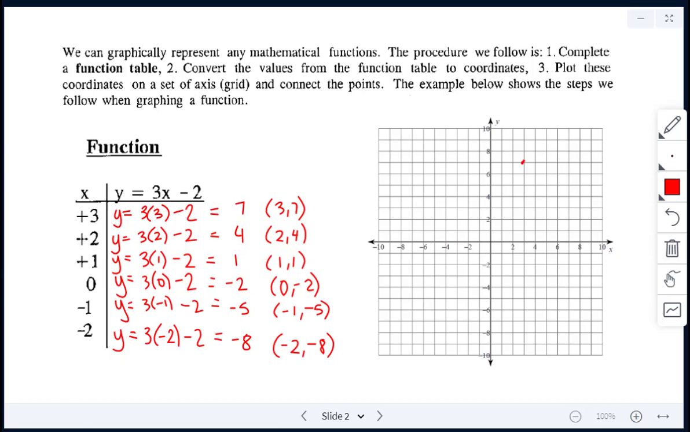All right, so next we just have to plot our points. Our first point was positive 3, positive 7 right there. Next it is positive 2, positive 4, so right here. Our next point is 1, 1. Next we have 0, negative 2. Next is negative 1, negative 5. And the last one is negative 2, negative 8. All right, so there are our points. And then lastly, you can just connect them with a line, like so.